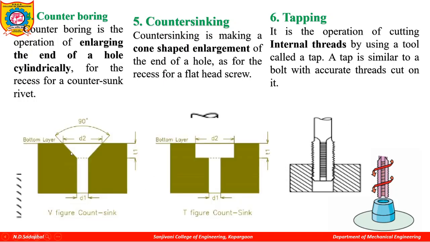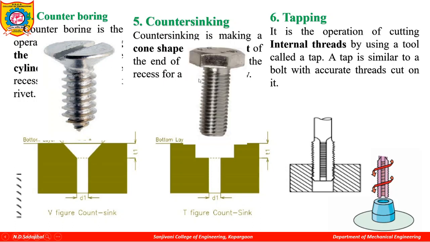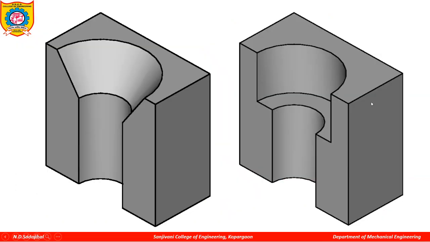You can see here, the first one is counter sinking, this is the counter boring operation, and here the tapping operation. You can see the figure here. When the screw head is conical, at that time you have to use counter sinking. This bolt head is cylindrical, so you have to use the counter boring operation for fitting purpose. Then the tapping operation, internal thread. These are the figures, counter sinking hole and counter boring hole.